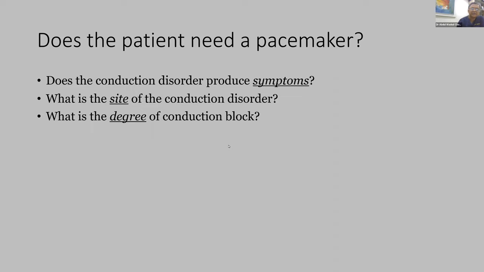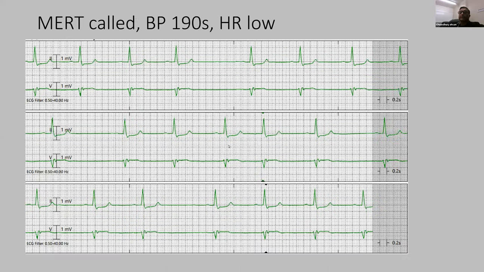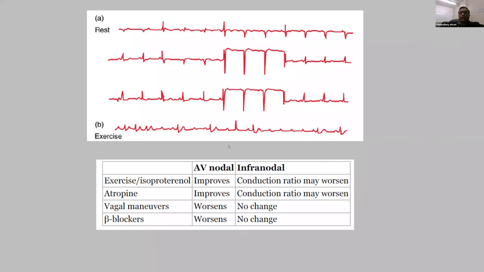As Atharbhai pointed out, whether there was any symptom, but this is too low. When there is a question about AV nodal or infranodal block, we try to understand whether this is infranodal, which is unreliable, or if it is AV nodal, can we counteract with medicine? Because vagal will worsen, beta blocker will worsen.